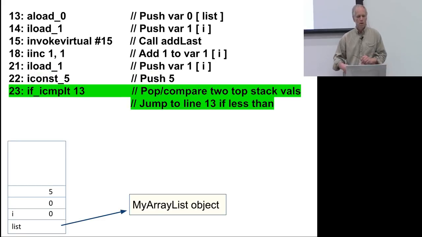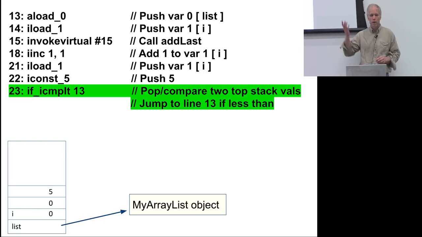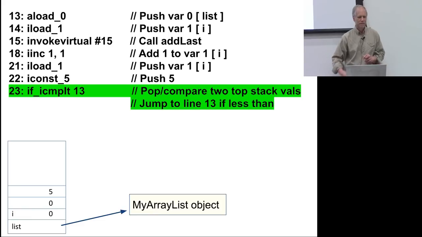There it goes. And then we have this instruction that compares two integers that are on top of the stack. And if it finds out that 0 is less than 5, it'll go to line 13. If 0 is not less than 5, where would it go? It would just go to the next statement, which is probably line 25. But we know 0 is less than 5, so it's going to pop 0 and 5 off the top of the stack and then transfer to line 13. So that's what it does.